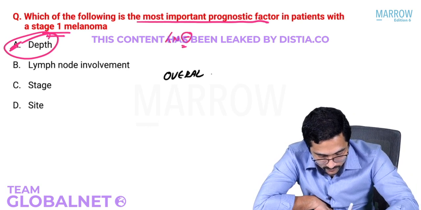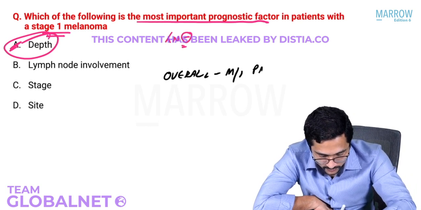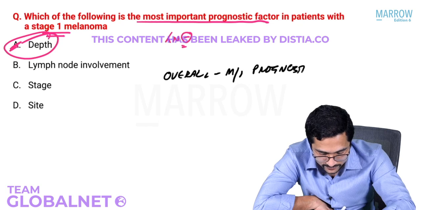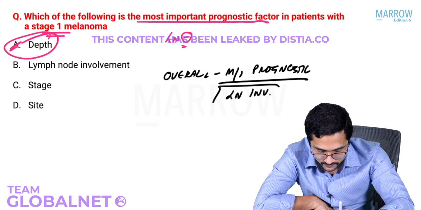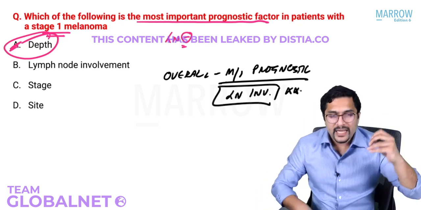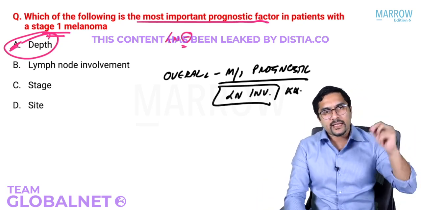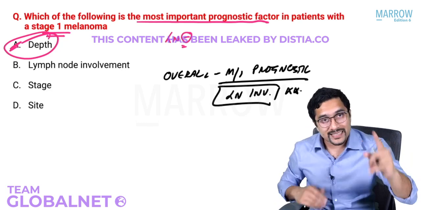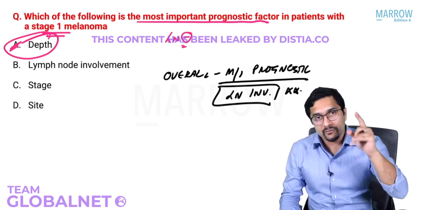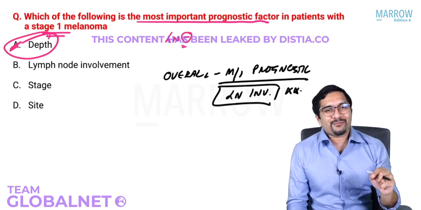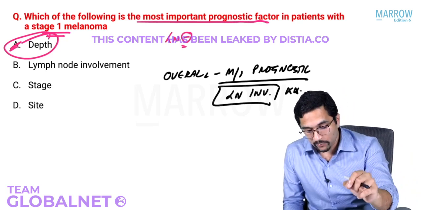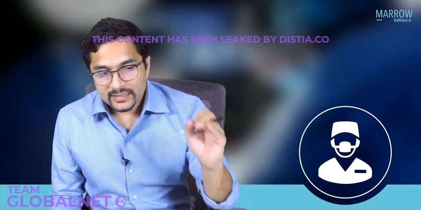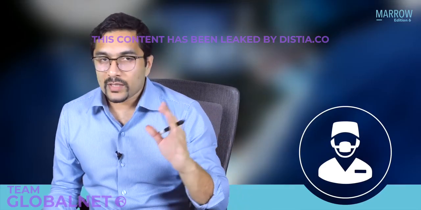But overall, the most important prognostic factor for melanoma, and this is given in all the books, is lymph node involvement. If lymph nodes are negative, then the most important prognostic factor is depth. But otherwise, if lymph nodes are involved, the most important prognostic factor is lymph node involvement. So please remember this for the exam. That brings us to the end of this module as well. Thank you.